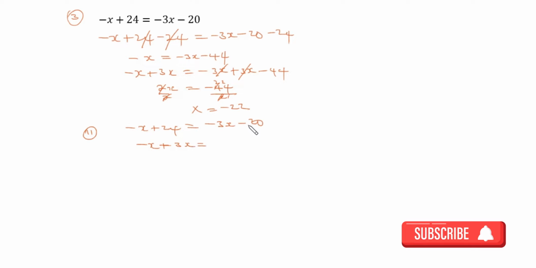We first of all write minus 20, and then we bring plus 24, it becomes negative. It goes over the equal to sign, becomes minus 24. So minus x plus 3x, subtract and take the sign of the bigger number, which is plus 3. It's just as minus 1 plus 3. This gives you positive 2x. This equals minus 44, since minus 20 minus 24 gives you minus 44. Then divide by 2.